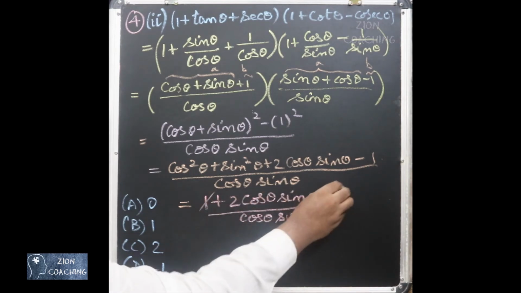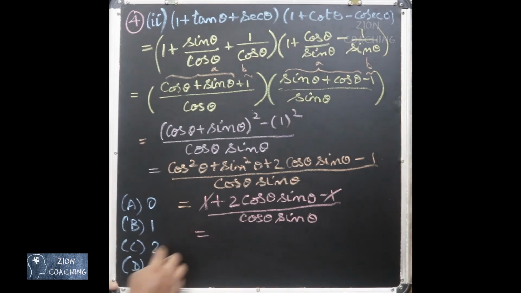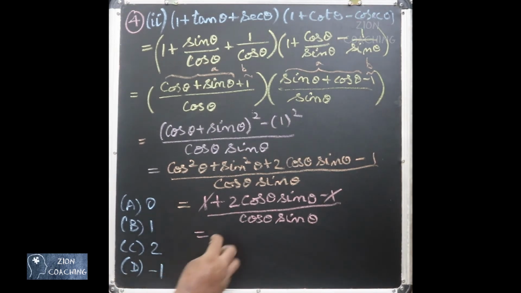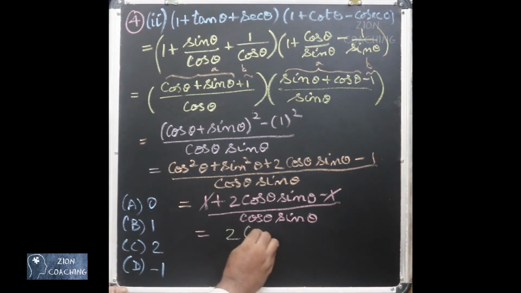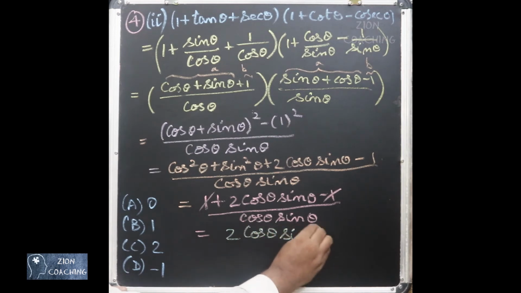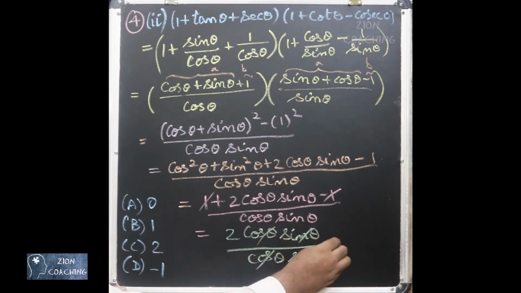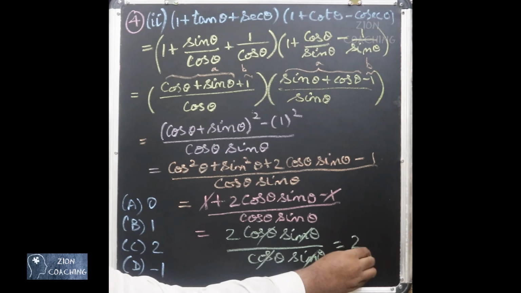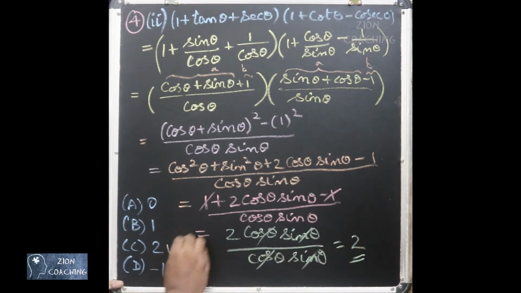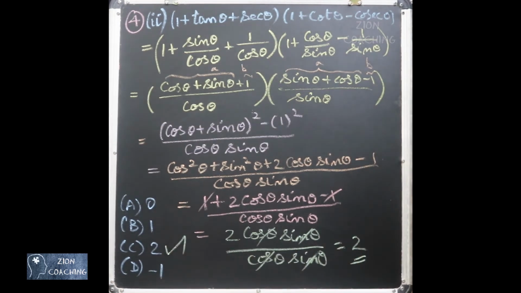1 minus 1 will get cancelled. So we are going to have 2 cos theta sin theta by cos theta sin theta. Cos theta will get cancelled, sin theta will get cancelled. So the final answer is 2. C is the correct option.